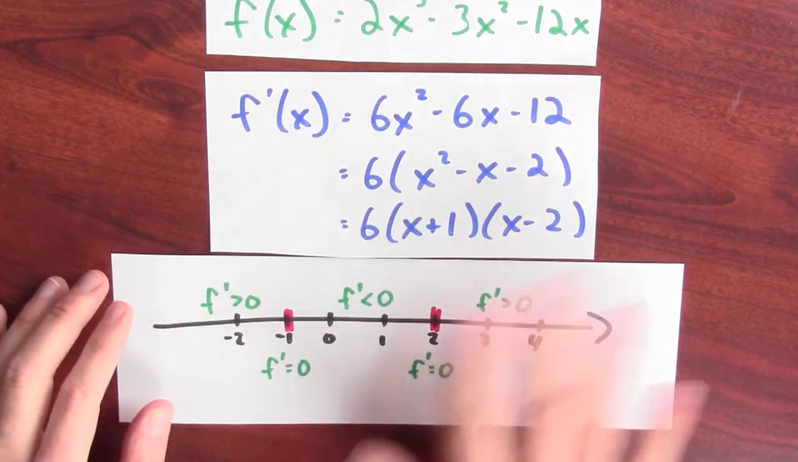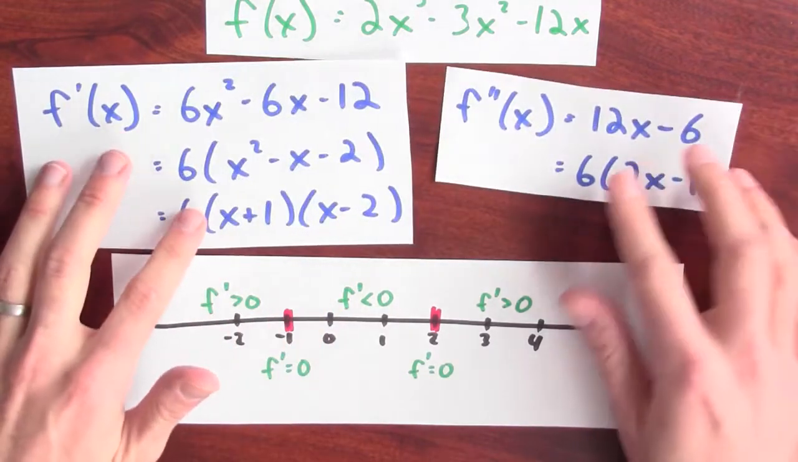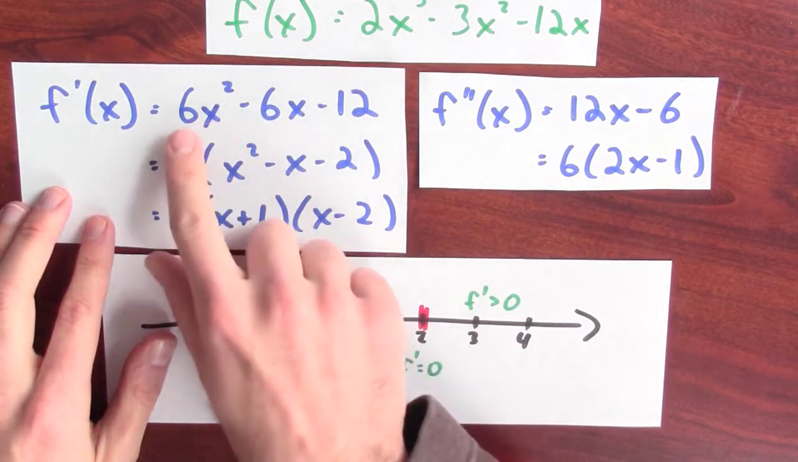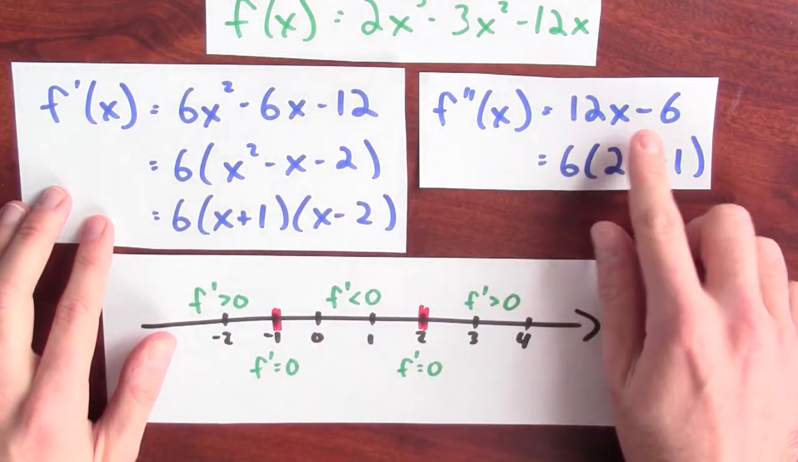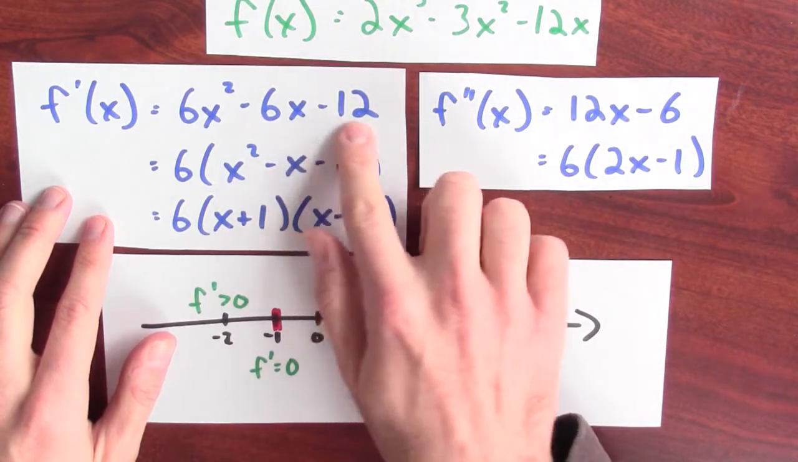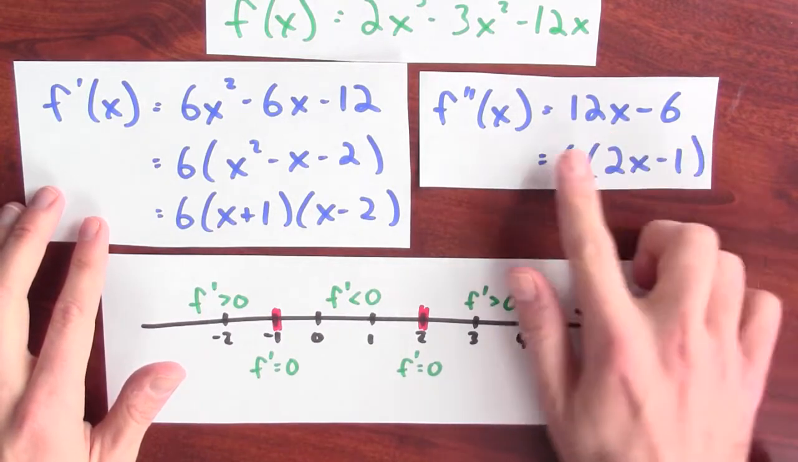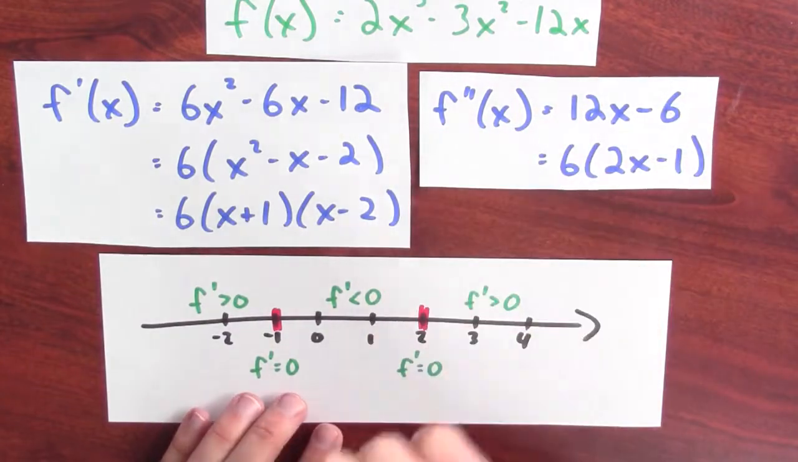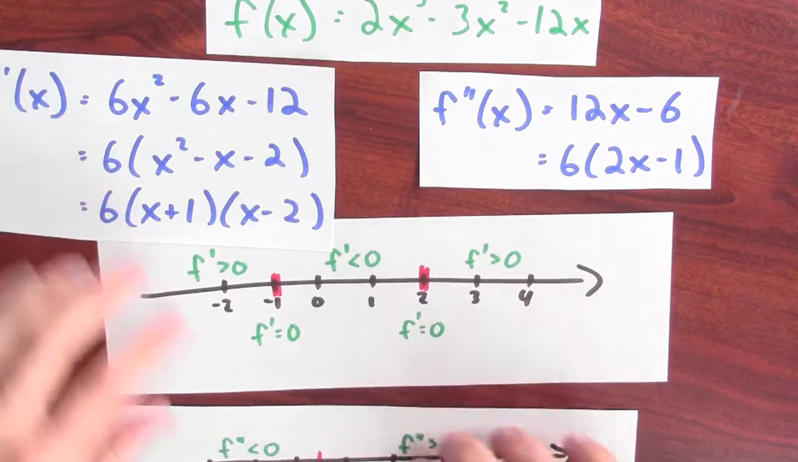All right, so I found the critical points, I found the derivative. Now I'll also find the second derivative of this function, which I get by differentiating this derivative. If I differentiate 6x squared, I get 12x. If I differentiate minus 6x, I get minus 6. And if I differentiate minus 12, I get 0. Again, I've got a common factor of 6, so I'll pull that out, and I'm left with 2x minus 1. And now I can think about the sign of the second derivative. And what do I know about that?